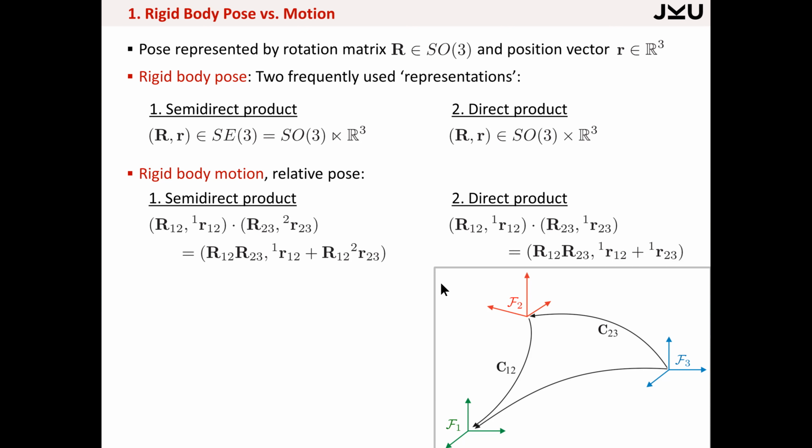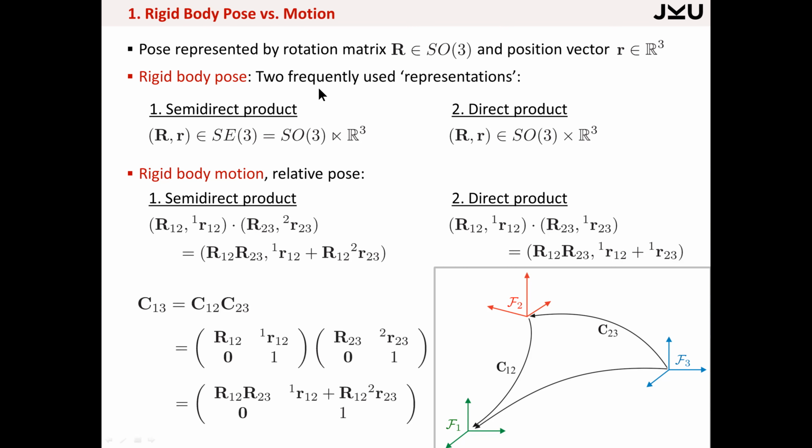But maybe a takeaway message is the proper way of describing poses is using the SE3, the semi-direct product. And usually, and this is what you are certainly aware of, we like to use these matrices that are called homogeneous transformation matrices, where we put everything, the rotation matrix R and the little r, the vector, in this 4x4 matrix.